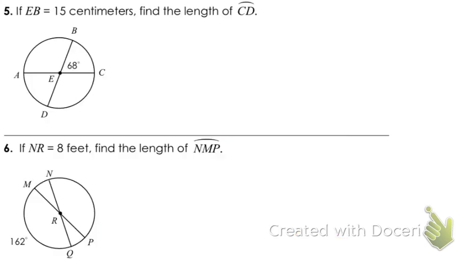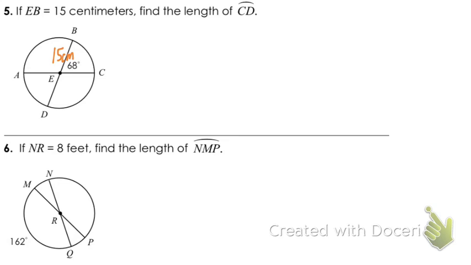If E to B is equal to 15 centimeters, find the length of arc CD. Go ahead and do this one. All right. If E to B is 15 centimeters, find the length of C to D. Well, the radius then is 15 centimeters. We want C to D, so we need to know that arc measure before we know the arc length. The arc measure is going to be what?